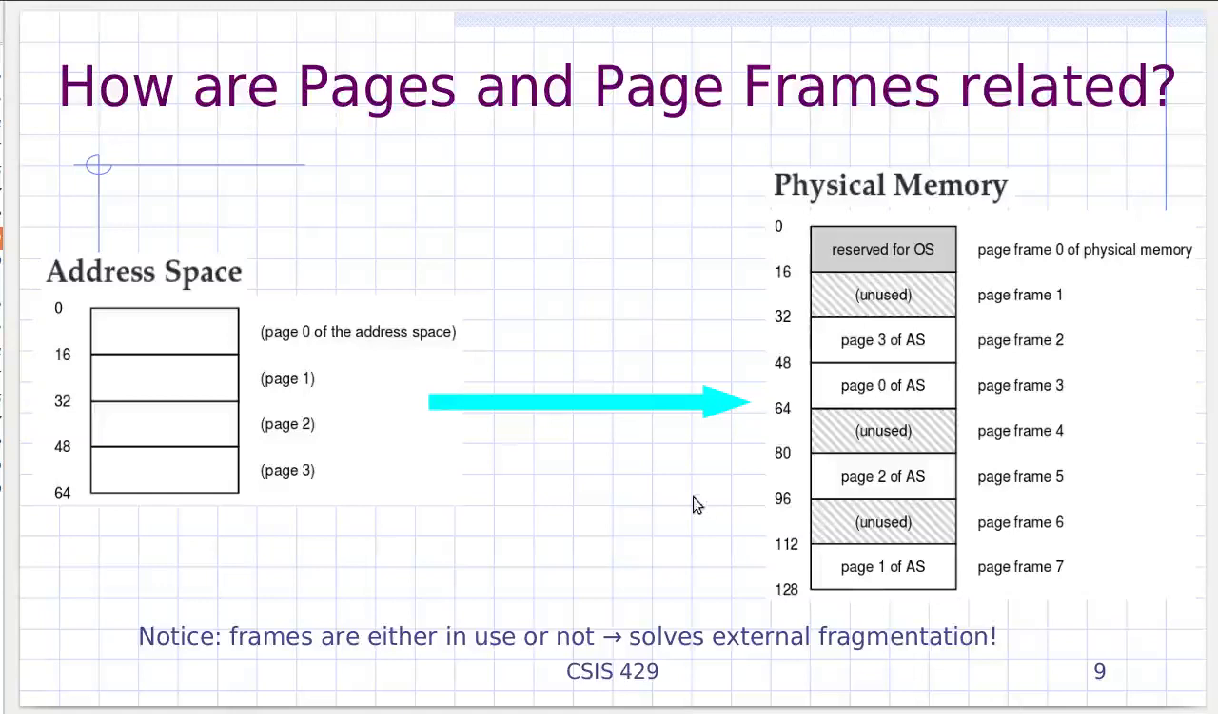Okay, and notice that frames are either used or they're not used, and so the space between page frames is going to be fixed. It's going to be the same size as the other pages, so they're interchangeable. So if something is not used, you can use it because every page fits in here. You don't have to worry about this unused space being too small to fit anything in, because everything's the same size. So this solves external fragmentation.